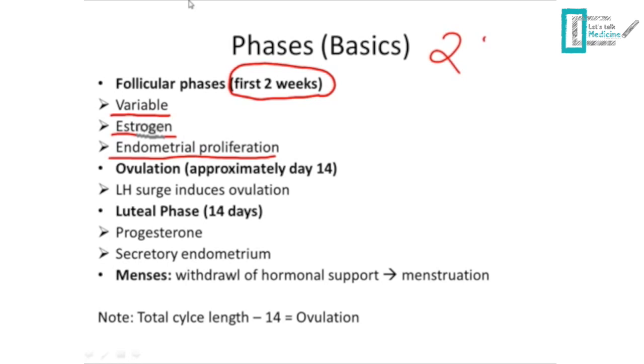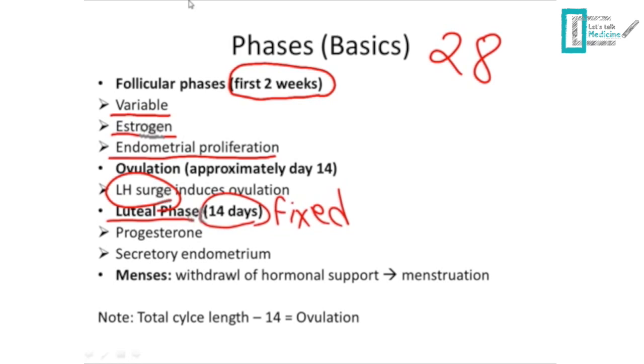Approximately day 14, because usually women have a 28-day cycle. That's what you'll read in books mostly. Before ovulation, we'll have something called LH surge. We'll explain that later. After that, we have luteal phase, which is 14 days. This is what we said. This is fixed. Can't change.